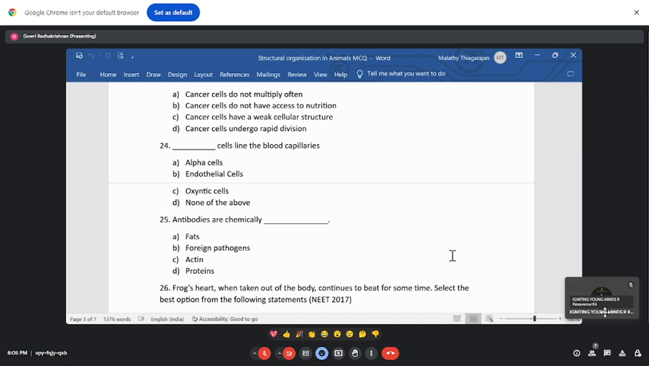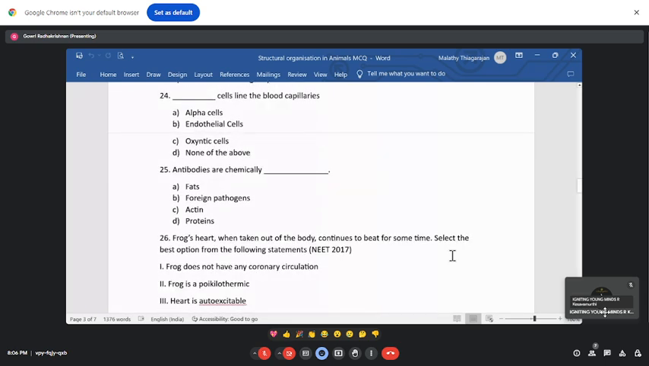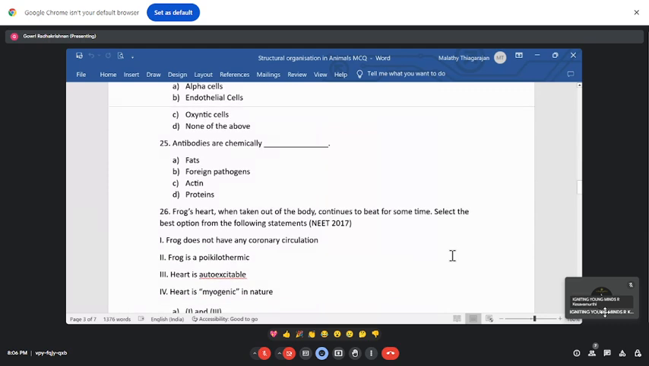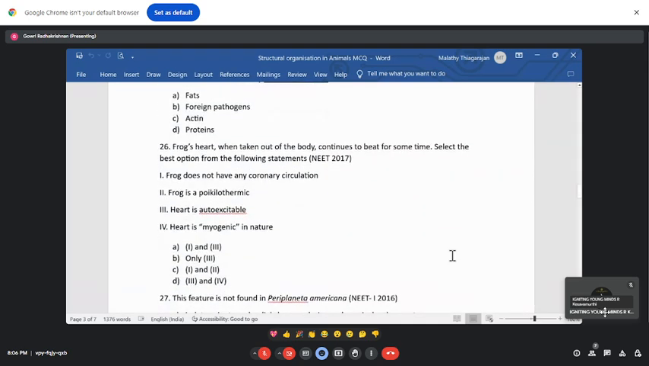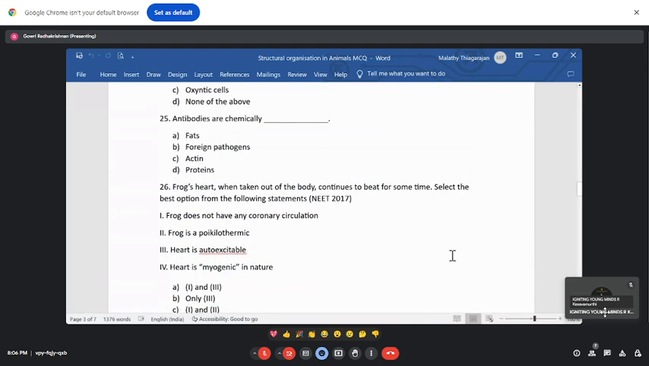24. Dash cells line the blood capillaries. Endothelium, ma'am. Yes, endothelial cells line the blood capillary. Very good. Antibodies are chemically proteins. Proteins of a virus or bacteria or whatever, whichever is causing whichever antibody you want to take. Okay. All right. 26th.